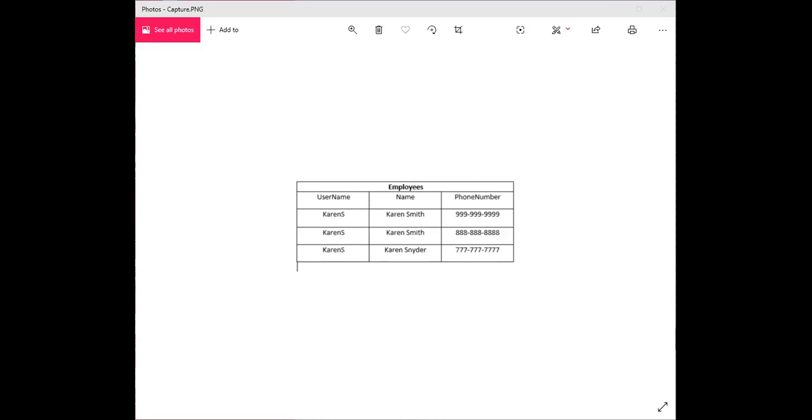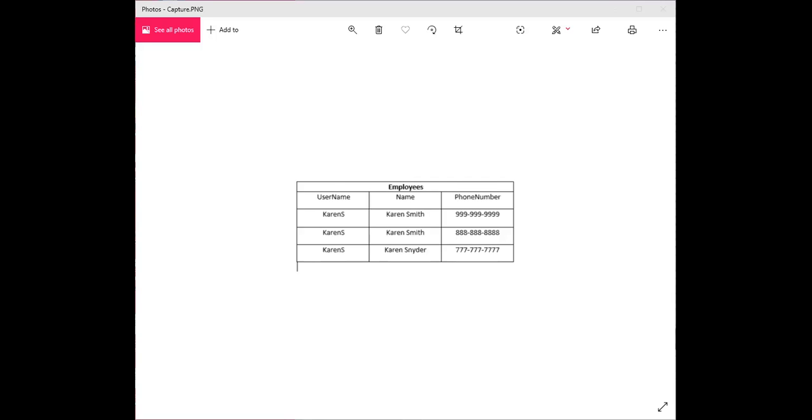Okay, so let's take a look at this particular table. Here is an example of redundancy and why we want to get rid of it, and also an example of an anomaly and why we want to get rid of it. Let's say this is a database table of employees, and every employee has a username, we have retrieved their name, and we also have retrieved their phone number.